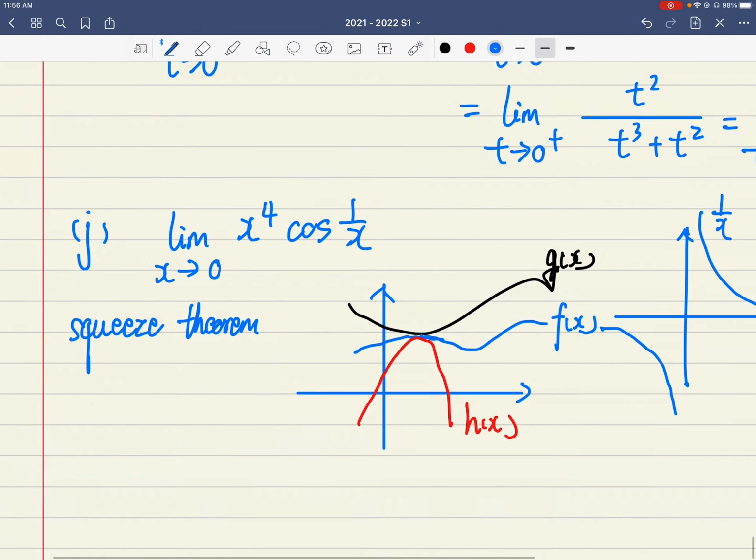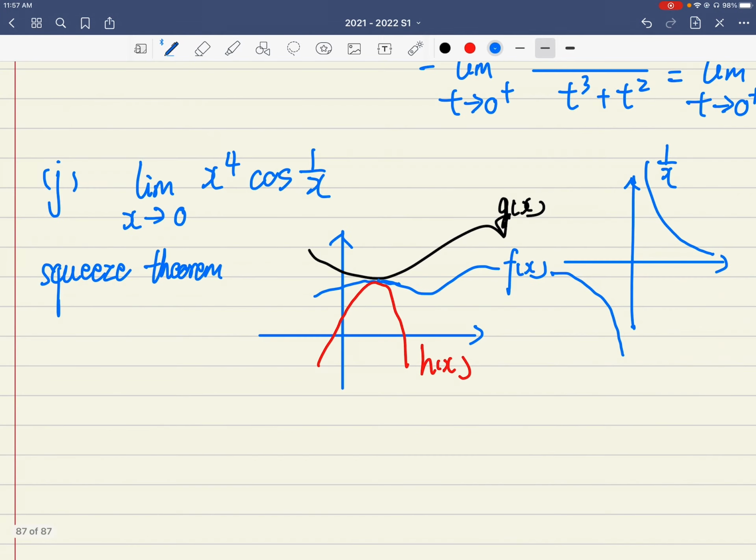Okay, and you can see first the relation between these three functions is quite clear. This is the highest function. This is always a function in between. This is a lower function. It's always smaller than the first two. So that's the first condition of a squeeze theorem.